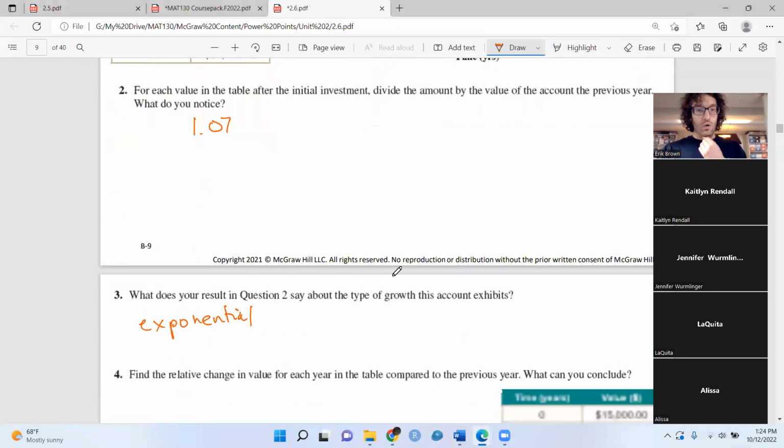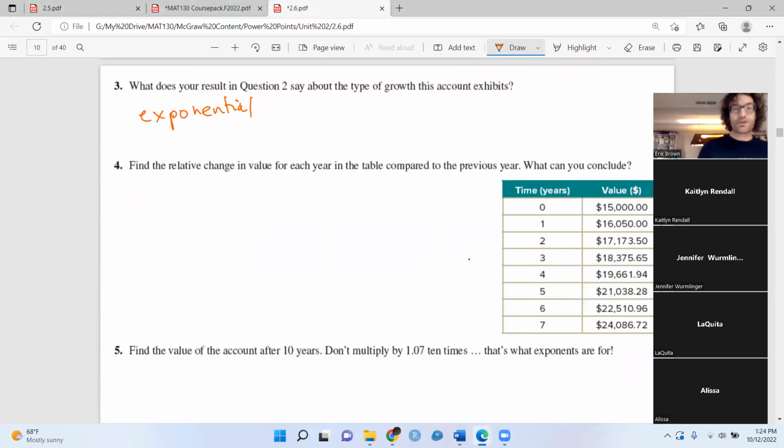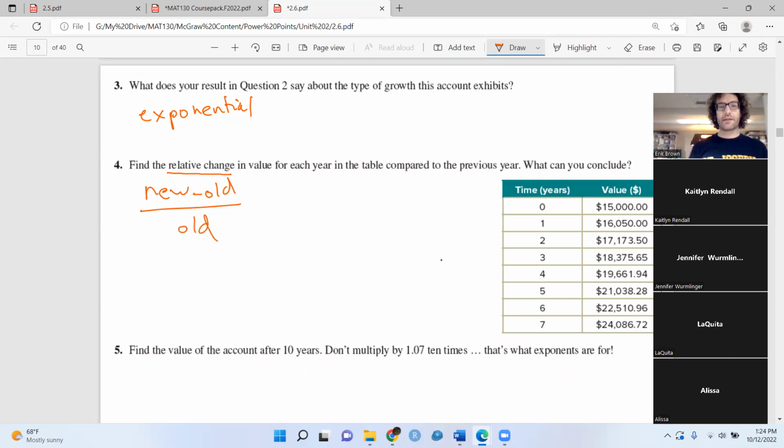Okay, so now find the relative change. Does anyone remember the relative change formula? Isn't it new minus old divided by new? Close. You were killing it. New minus old divided by old. These have to match. Excellent. Yes. So try that for a couple of these, like 0 and 1, 1 and 2, 2 and 3, 3 and 4. Let me give you 3 minutes to try that. Set a timer for 3 minutes.